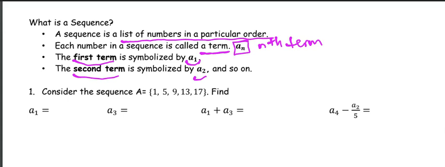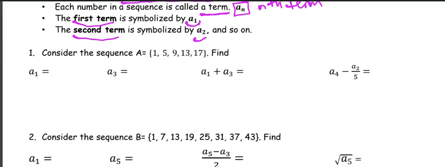In the first example, we have a list of numbers in a particular order. We're not looking at the pattern between these numbers yet, but we are looking at a list of numbers: 1, 5, 9, 13, and 17. This list is called a sequence because the numbers are following each other in a specific way. So let's answer the questions here.